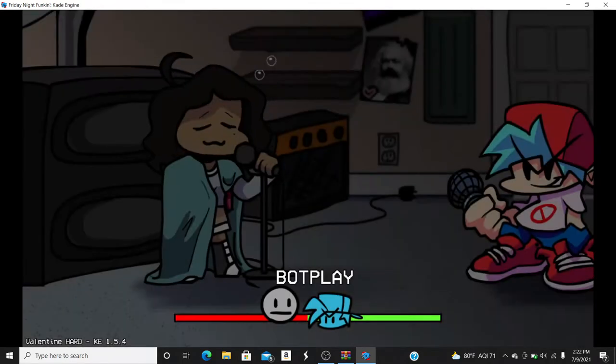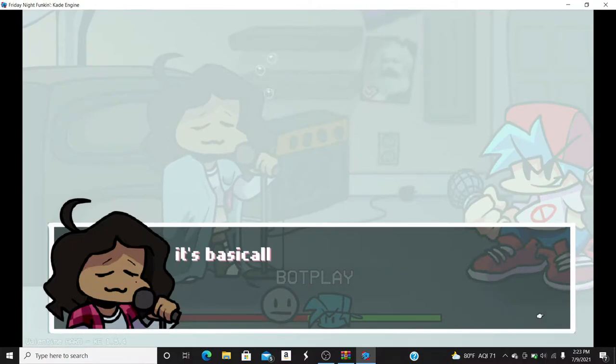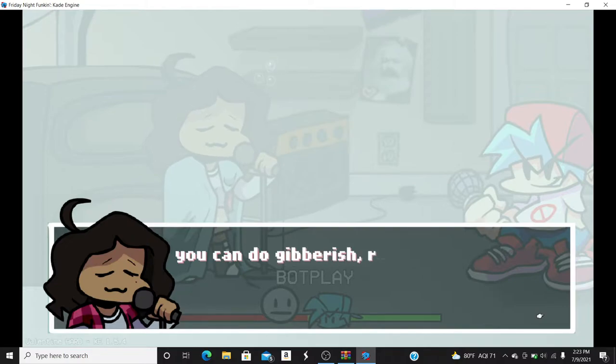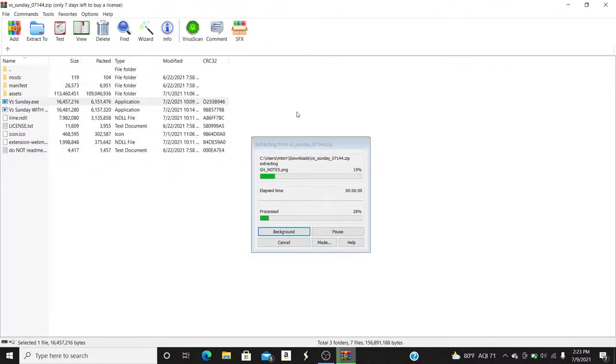So apparently she's a rock star and one of her bandmates broke their pelvis. That's kind of weird. Uh-oh, it's not responding, mate. Oh, bot play. So this is one of the songs. It's basically gibberish. You can do gibberish, right? Cool. Okay. 3, 2. And I think bot play means it just plays like the robot.